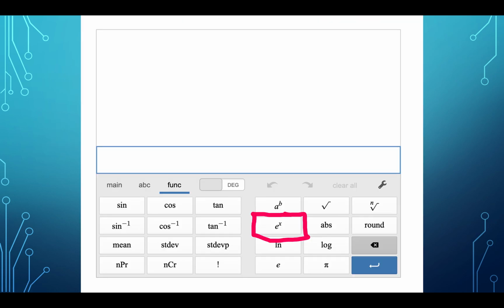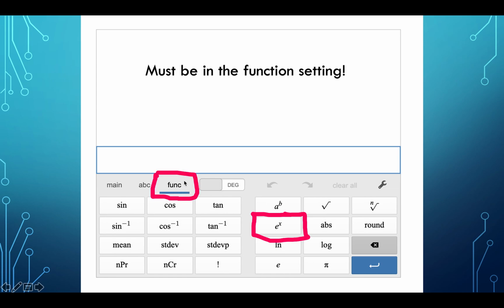Also, if you don't have your graphing calculator at home, there's this great website. It's called Desmos, and they have a scientific calculator. That website is under the resources section of Plus Portals. You're going to see this calculator. It's going to have 3 different modes: the main mode, the ABC mode, and the function mode. We're going to have to make sure we go to the function mode, or the function setting.